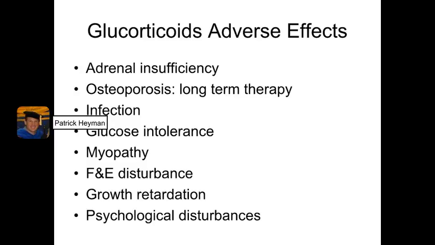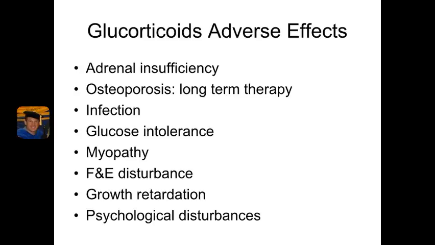Infection, it makes sense. After all, these are anti-inflammatories and anti-immune drugs, so they can increase the risk of infection. Glucose intolerance, basically because one of the effects of steroids is to increase glucose levels, now all of a sudden your patient can have high glucose levels and can mimic diabetes. Myopathy, it can cause muscle damage because of the suppression of protein synthesis that can actually cause muscle pain. Fluid and electrolyte disturbance, primarily through sodium. Remember that can cause elevated sodium, and that in turn can cause fluid retention, which in turn can cause hypertension.